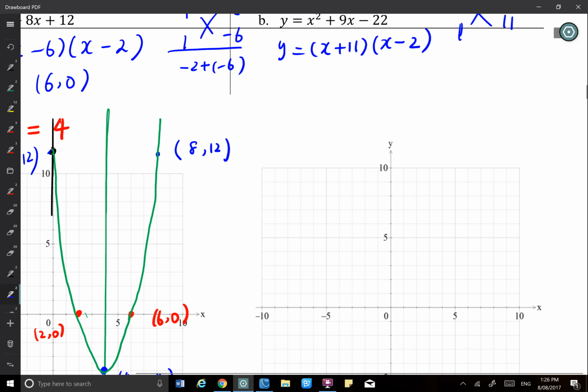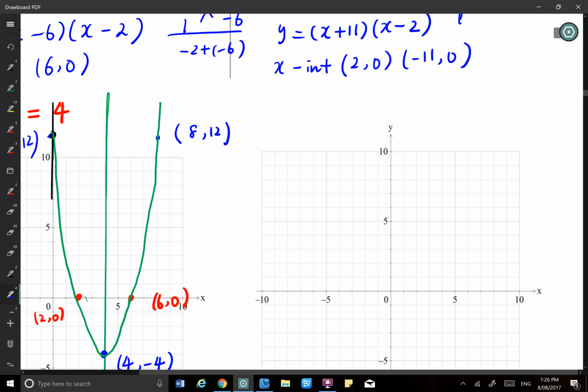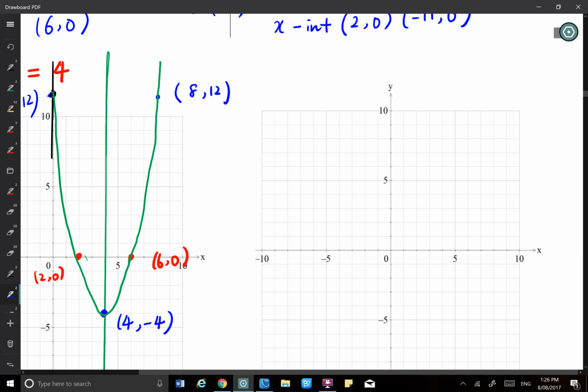Okay, where's the x-intercept? What do you think is the, yeah, Kalia? 2 and negative 11. Okay, good. Have 2, negative 11. Well, negative 11 will be a little bit far on the side. Okay, that's negative 11 and 2.